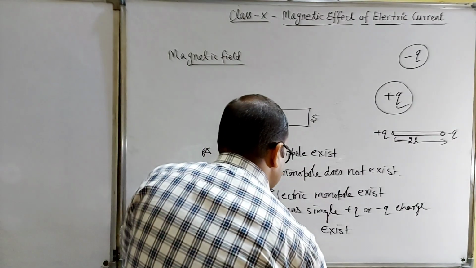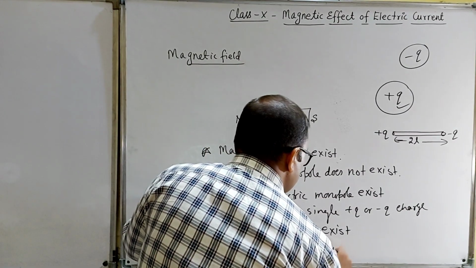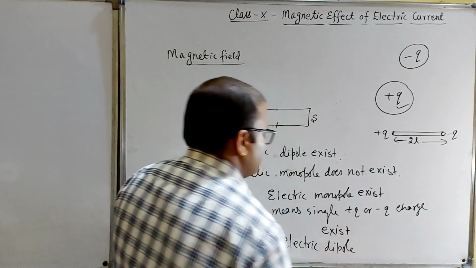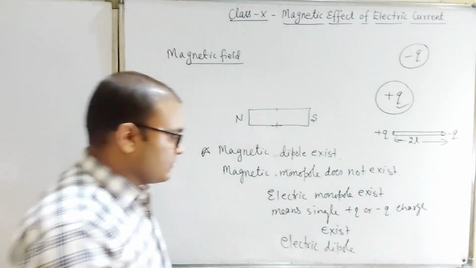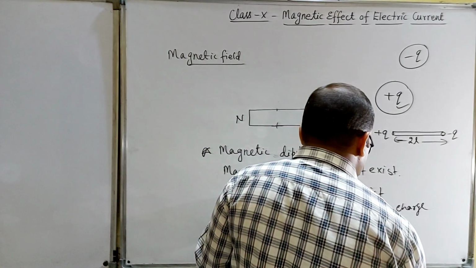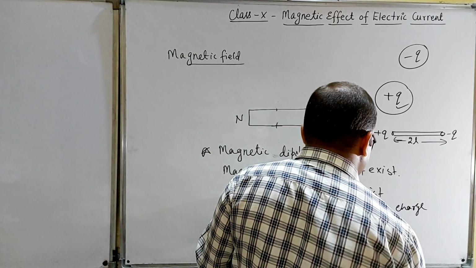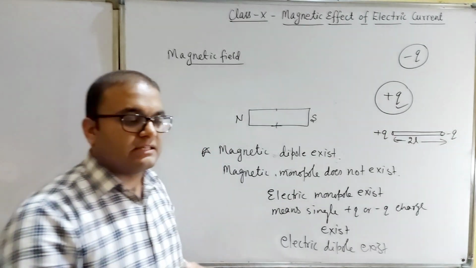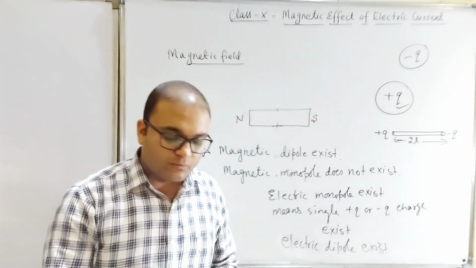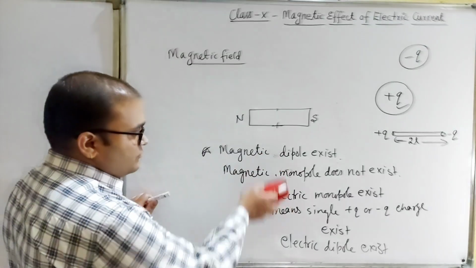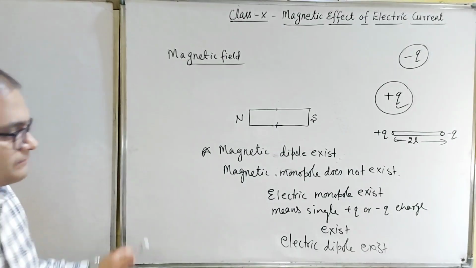Electric dipole also exists. In higher classes you will study about the electric quadrupole, octapole, like this. So the main difference is that magnetic monopole does not exist but electric monopole exists. So you can note down these points.